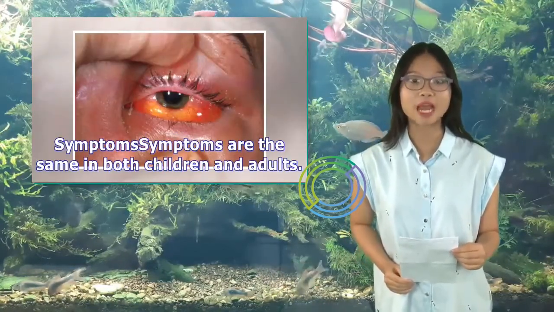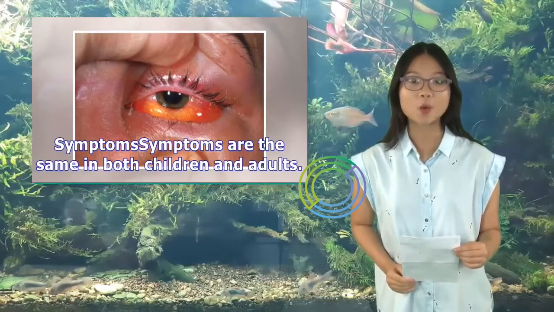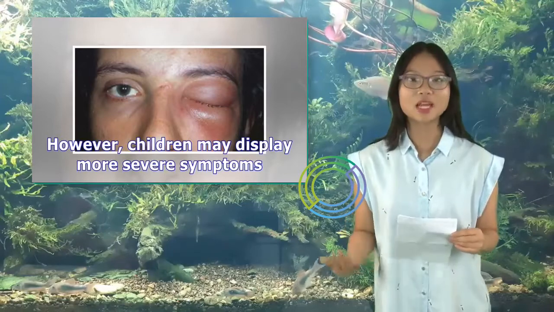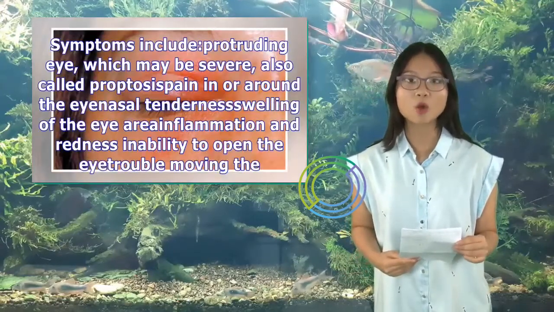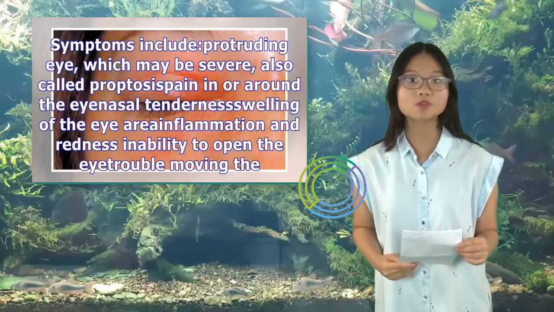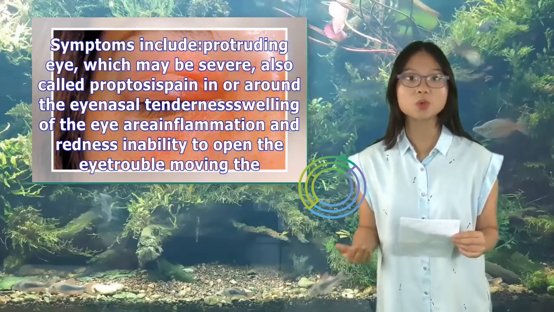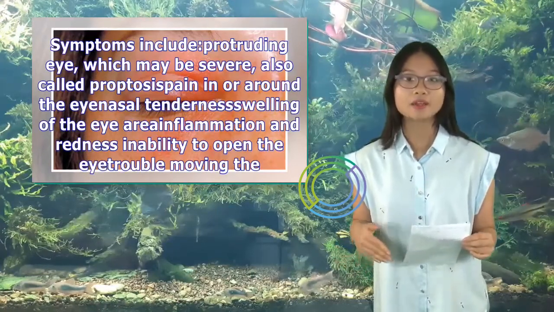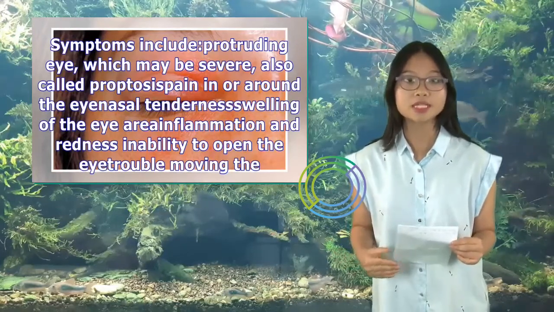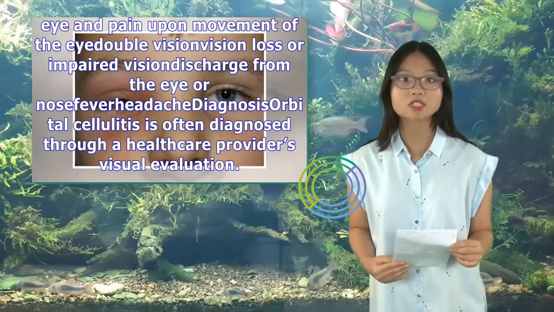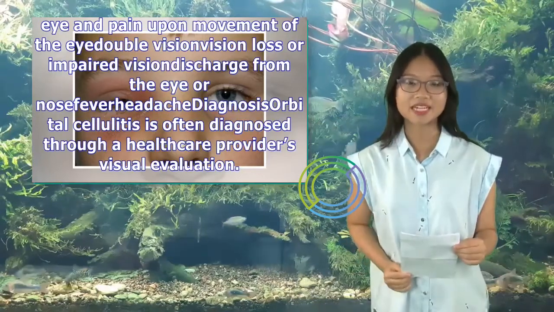Symptoms are the same in both children and adults. However, children may display more severe symptoms. Symptoms include protruding eye, which may be severe, also called proptosis, pain in or around the eye, and nasal tenderness, swelling of the eye area, inflammation and redness, inability to open the eye, trouble moving the eye and pain upon movement of the eye, double vision, vision loss or impaired vision, discharge from the eye or nose, fever, headache.